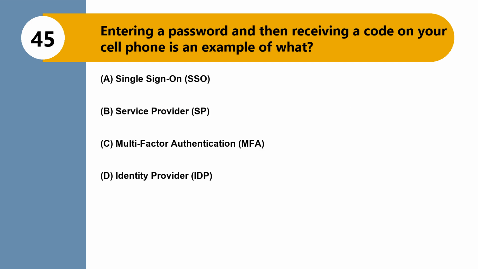Question 45. Entering a password and then receiving a code on your cell phone is an example of what? Option A. Single sign-on, SSO. Option B. Service provider, SP. Option C. Multi-factor authentication, MFA. Option D. Identity provider, IDP.